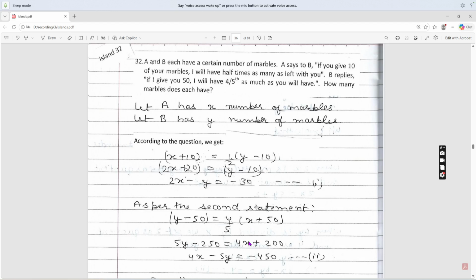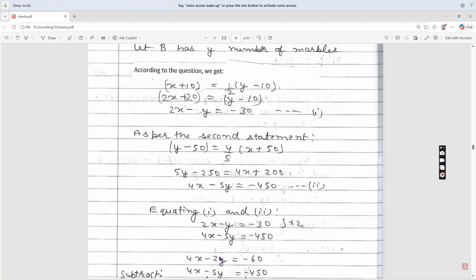Now we are going to shuffle the entire RHS to the LHS and the entire LHS to the RHS, and we are getting 4x minus 5y is equal to minus 450. It is equation 1, which is 2x minus y is equal to minus 30, and it is equation 2, which is 4x minus 5y is equal to minus 450. Now we are going to operate on both of these two equations.